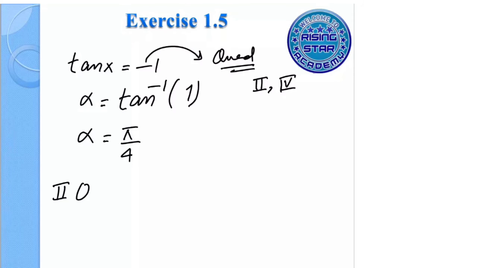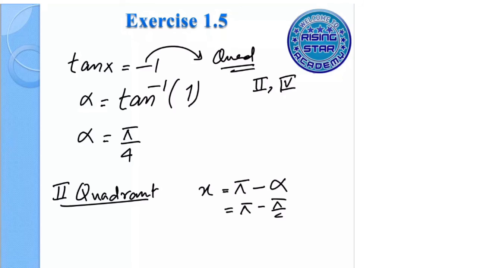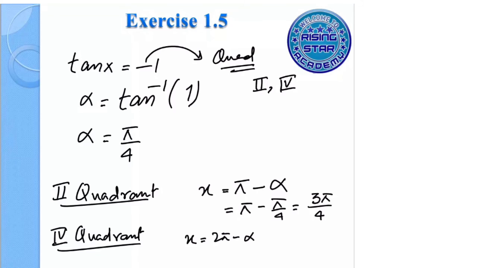Now the next step would be we will see the second quadrant. In second quadrant we know that the rule is x would be equals to pi minus alpha. So pi minus pi by 4, so that would become 3 pi by 4, and for the fourth quadrant we will write x is equals to 2 pi minus alpha, so 2 pi minus pi by 4, that would be 8 pi minus pi, that would become 7 pi by 4.